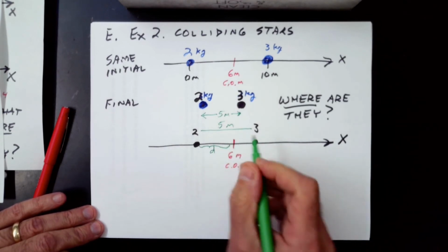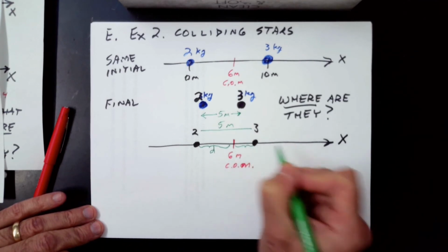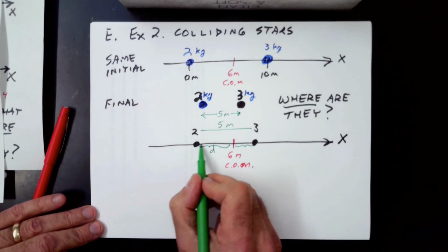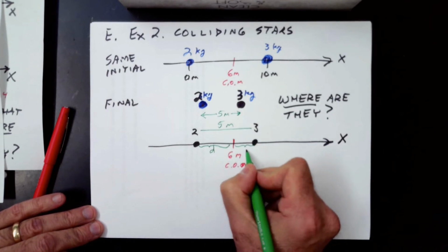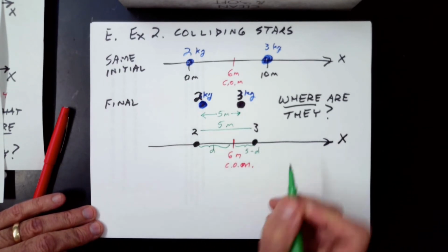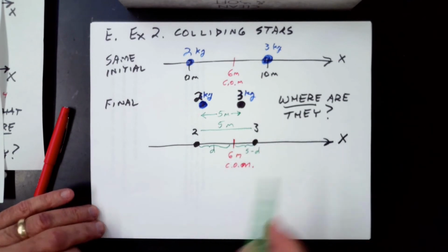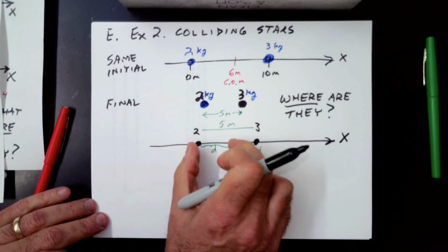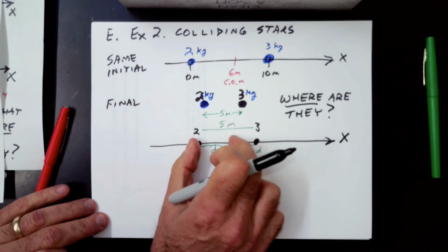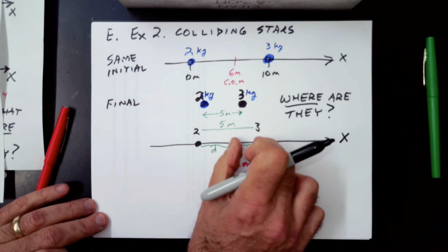From the 2 to the center of mass, you call d, and the other distance, what would that be? Well, if the whole distance is 5, and this is d, what are you going to call that? And the answer, of course, is 5 minus d. And now you set up your center of mass balance equation, right? That the mass times the distance to the left has to equal the mass times the distance to the right.